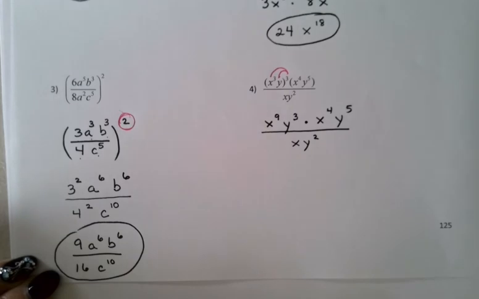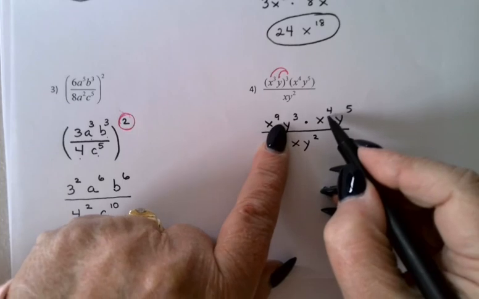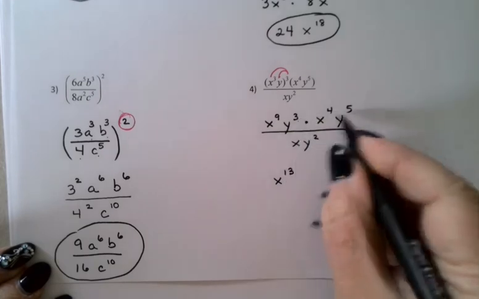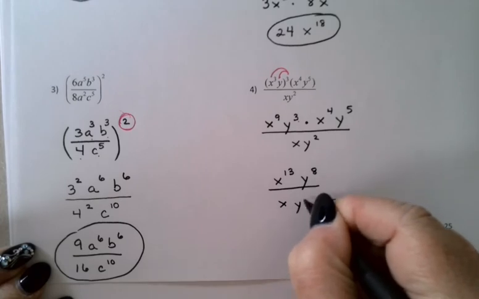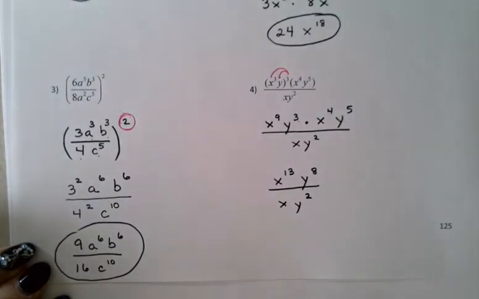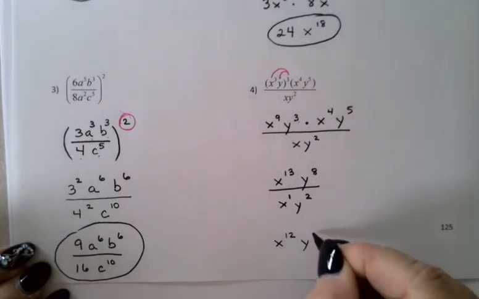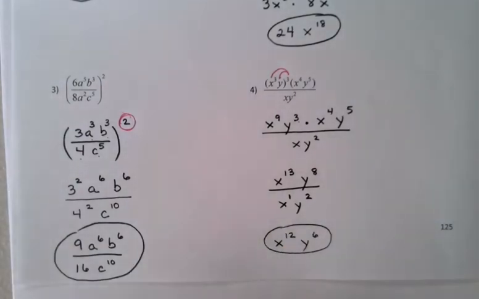Let's finish the numerator. Multiplying x to the 9th times x to the 4th, I add the powers, x to the 13th. And then for the y's, again adding the powers, y to the 8th. Finally, keeping in mind that this is really an x to the first on the bottom, to divide I subtract my exponents. So 13 minus 1 would give me x to the 12th, and 8 minus 2 makes that y to the 6th. All right, that's the end of part A.